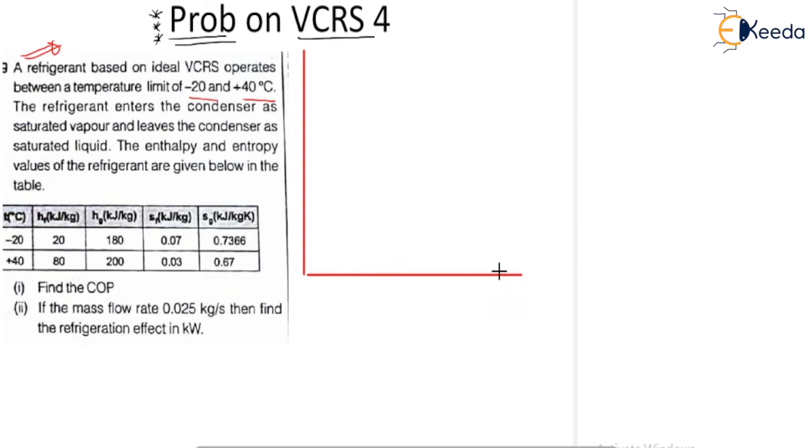This is your T and S scale. This is your T scale and this is your S scale. Is it right? Over this TS scale, you have to plot this temperature difference first of all. So this is your temperature difference, and here -20 degrees Celsius, and here 40 degrees Celsius is going to be there.